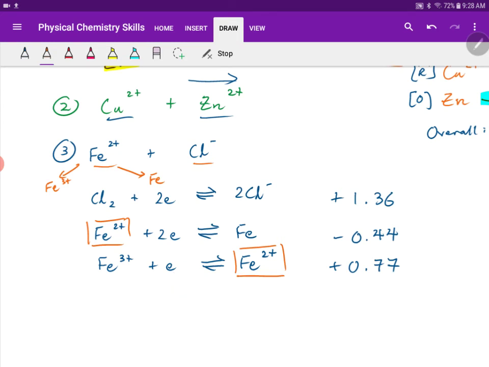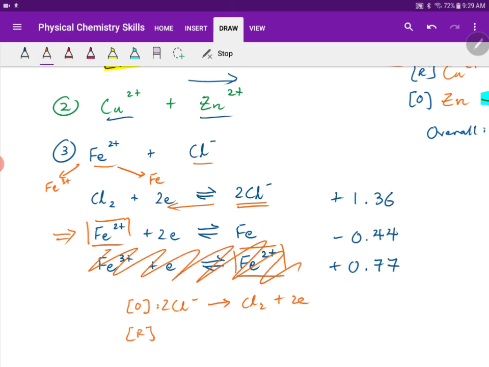Based on this information, we should be able to carry on with our question by looking at Cl minus. By looking at Cl minus, we know that the only way that Cl minus can go is oxidation. So if the oxidation half reaction is Cl minus forming Cl2 and 2 electrons, the reduction half must be this. So Fe2 plus can only be reduced and not oxidized, for the same reason as what we have discussed in part 2. Assuming this is the case, we want to find the E cell first before we decide if this reaction is spontaneous.